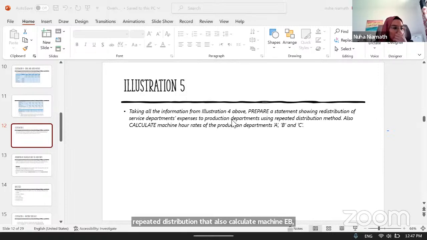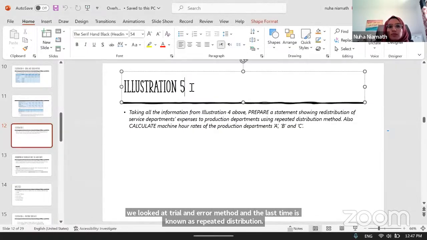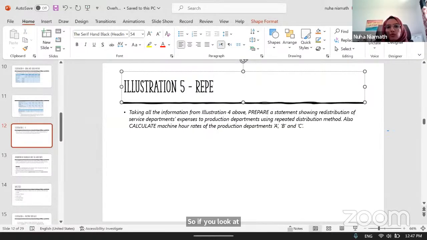So now there's something called repeated distribution. So first, I think you understood was the step method. Second, we looked at simultaneous equation method. Third, we looked at trial and error method. And the last type is known as repeated distribution method. So if you look at repeated distribution method, for your understanding.